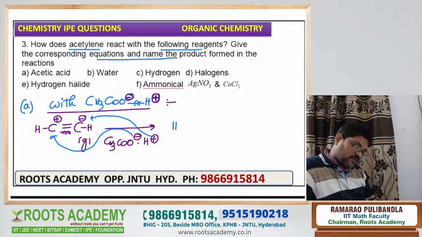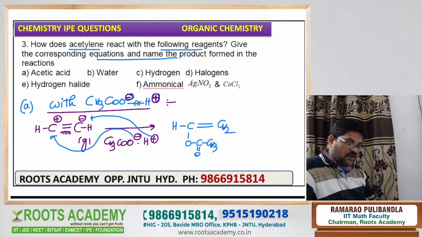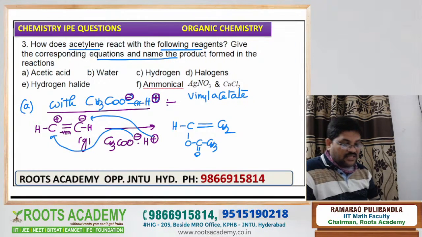Now from that, what do you get? We get CH3COO-CH double bond CH2. Now this is called vinyl acetate. Vinyl acetate. In vinyl acetate, again the pi bond is weak. To this vinyl acetate, again by adding what? Again by adding, because the pi bond is weak now.